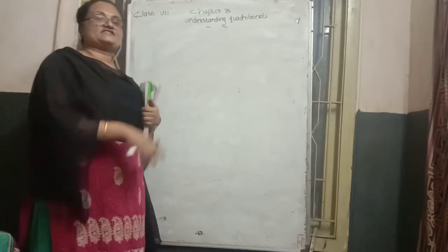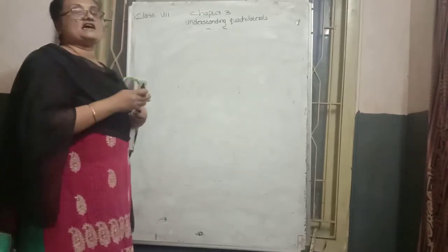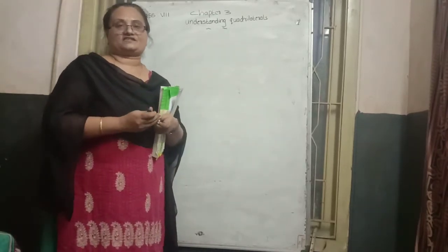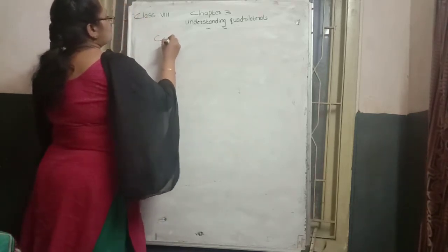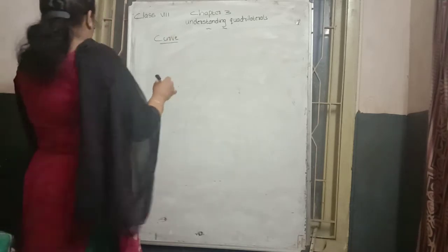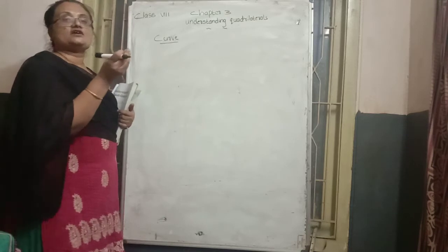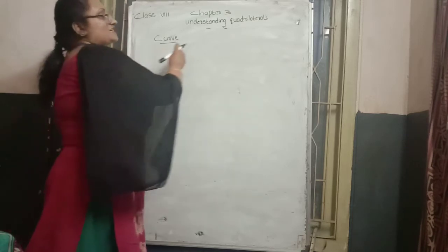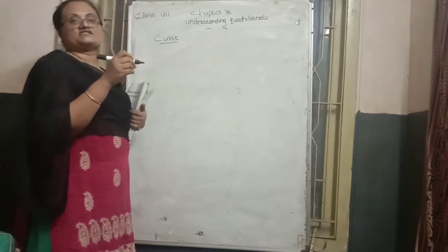Hi students, now we are going to discuss chapter 3, understanding quadrilaterals. For that, the first word is curve. What about a curve? A curve here means a plane figure formed by joining points without lifting the pencil.